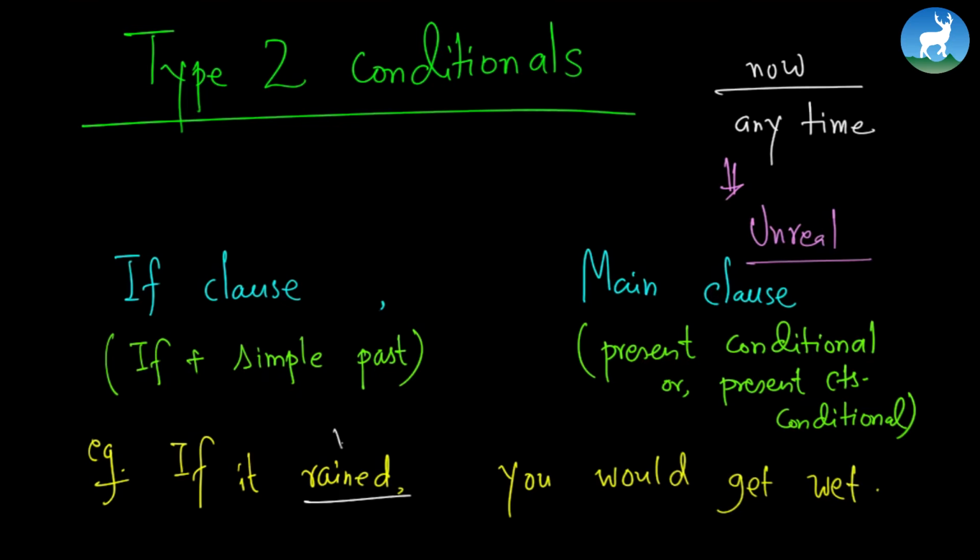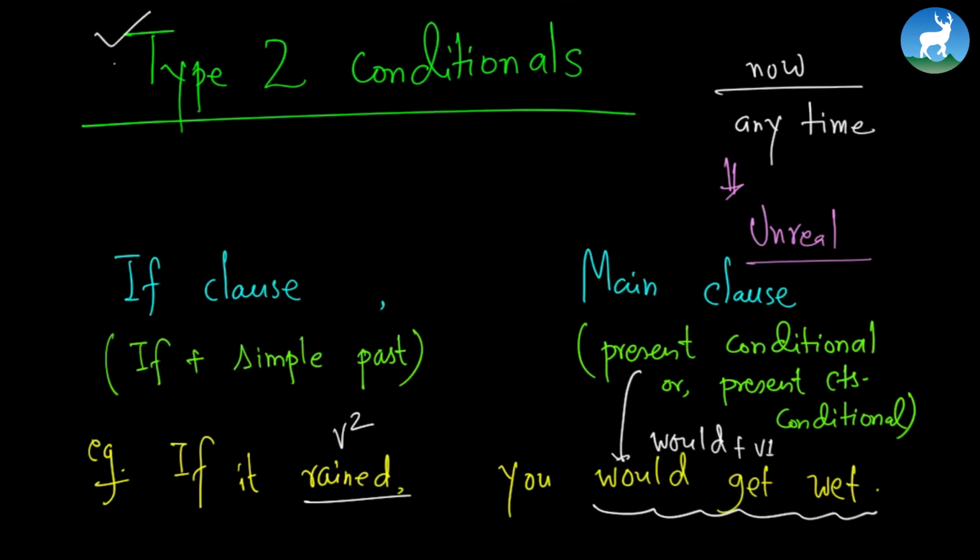So rained is simple past, called V2, and would get wet is present conditional. What is it called? Present conditional. It is would plus V1, that is the present conditional, right? So if clause followed by main clause. If it rained, you would get wet, but it didn't rain, so you didn't get wet. It is now or any time. So it can rain now or it can rain anytime in future. So it is now or future, right? So it can rain right now. Who knows about the weather?